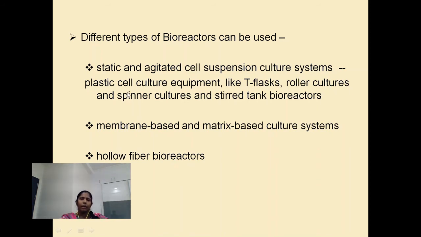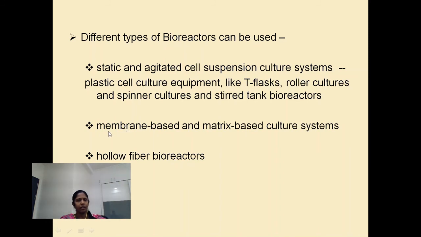Here, plastic cell culture equipment like T-flasks, roller culture, and spinner cultures can be used. T-flasks are a method of stationary culture, whereas roller and spinner cultures provide for agitation of the medium. This facilitates proper aeration and nutrient supply to the cells being cultured. Stirred tank bioreactors of even up to 2000 liters can be employed for the culture of such selected hybridoma cells.